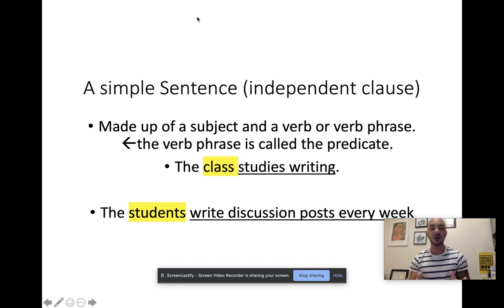A subject is the noun in the sentence that is doing the action. We know a noun is a person, a place, a thing, or idea. And when a noun is functioning as a subject, it is doing the action in the sentence. Now, a predicate is made up of a verb and a complete thought. The verb is the action in the sentence, and the predicate contains both the action word and the rest of the things that exist in the sentence that explain how or when or why or to whom the action is taking place. So let's take a look at two examples.